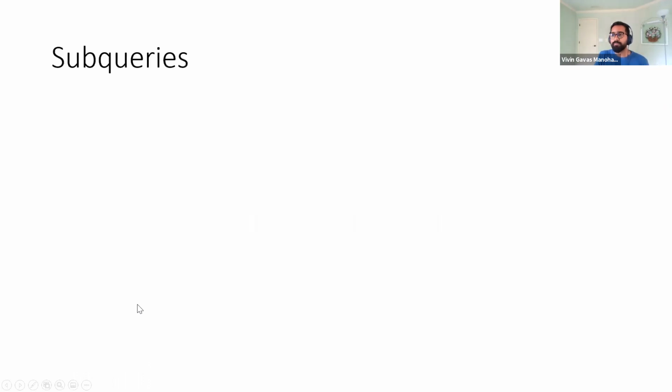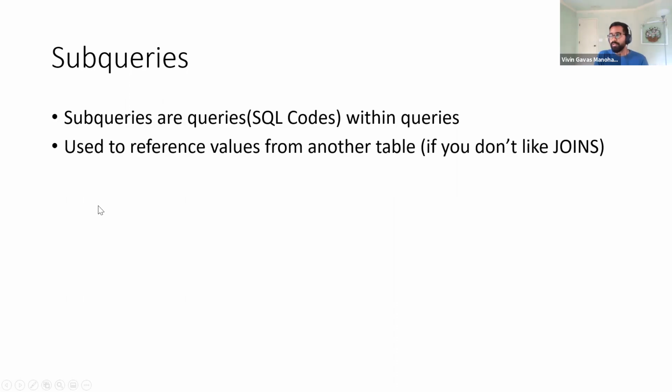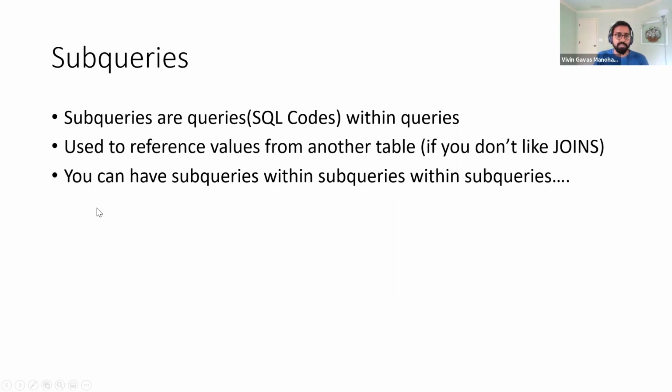So the next one that we're going to talk about is called a subquery. A query is just a SQL code, so what this essentially is, is a code within a code. Basically, you take a SQL code, you put it inside another SQL code, and that's a subquery. And you can have layers and layers of SQL codes, like multiple subqueries within one query, one within another. Usually these are used to reference values from another table into the current table.